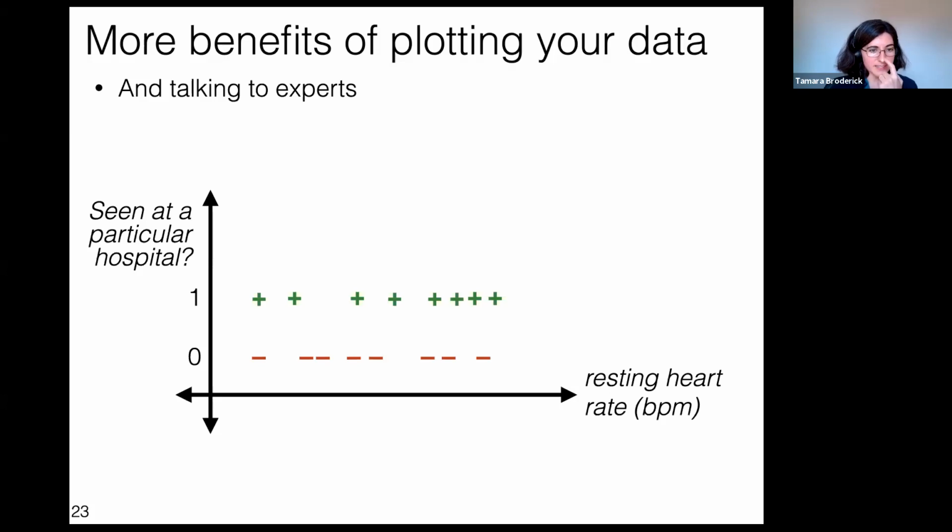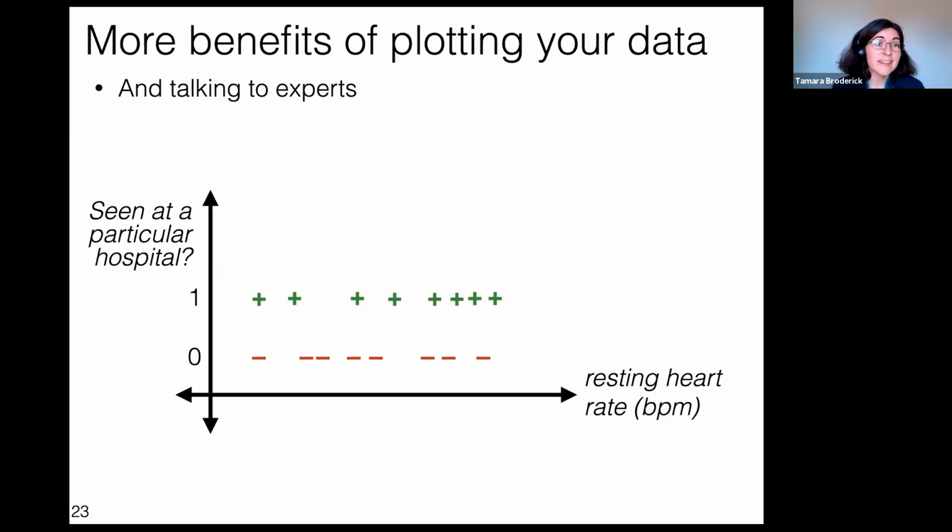Suppose I look at this data, and it's basically on the right scale. Certainly we can see the variation in this data. There's no issue of scaling going on here. So we're plotting people's resting heart rate versus whether they were seen at a particular hospital. And it turns out that which hospital they were seen at is super predictive of whether they have heart disease, and resting heart rate just doesn't really matter.